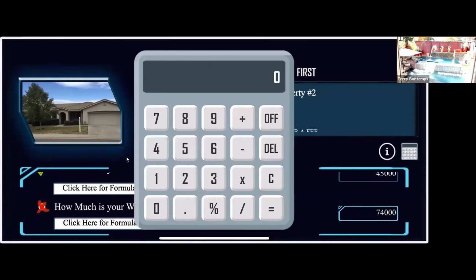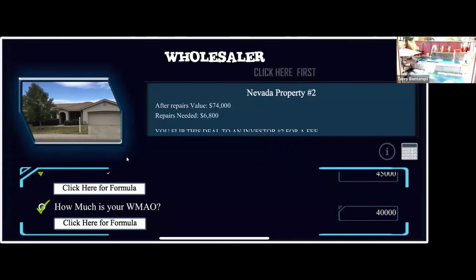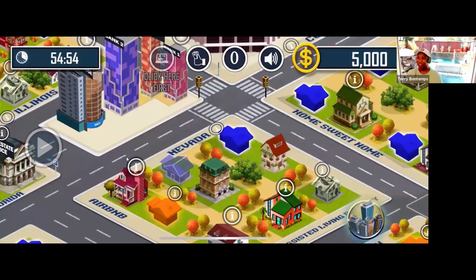So let's go 74,000, and we're going to do times 70%, equals 51.8. I got to minus my repairs. And then I got to minus my what? My $5,000 flip fee. And equals, and then I'll hit off. Do I want to use that as the answer? Yes. And guess what? Boom. I'm back to the main part of the game.